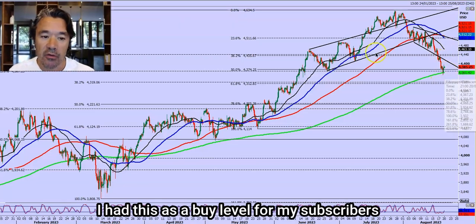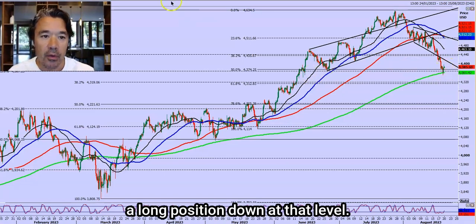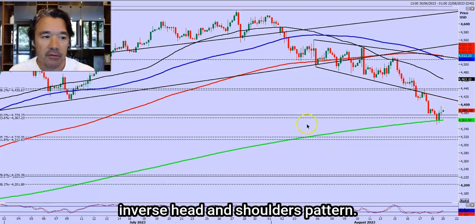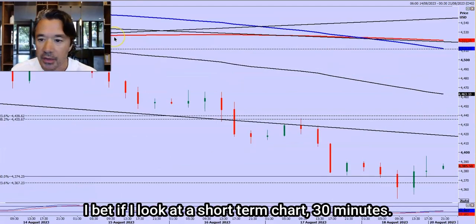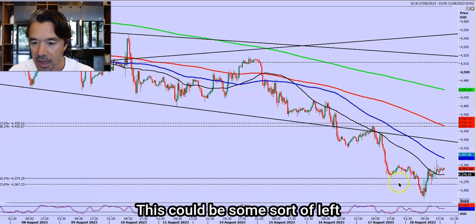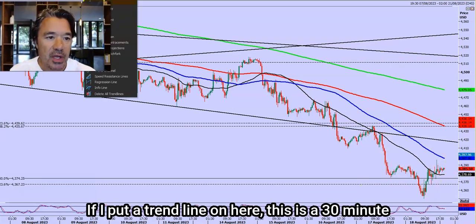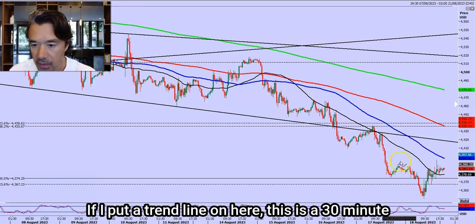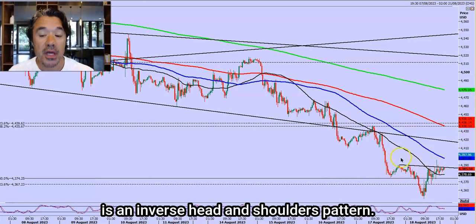I had this as a buy level for my subscribers on Friday, and we're already in a long position down at that level. I would wonder if we're going to build an inverse head and shoulders pattern. I bet if I look at a short-term chart, 30 minutes, let's have a look. This could be some sort of left shoulder, head, right shoulder. If I put a trend line on here, this is a 30-minute chart. I guess I could argue that maybe that is an inverse head and shoulders pattern.